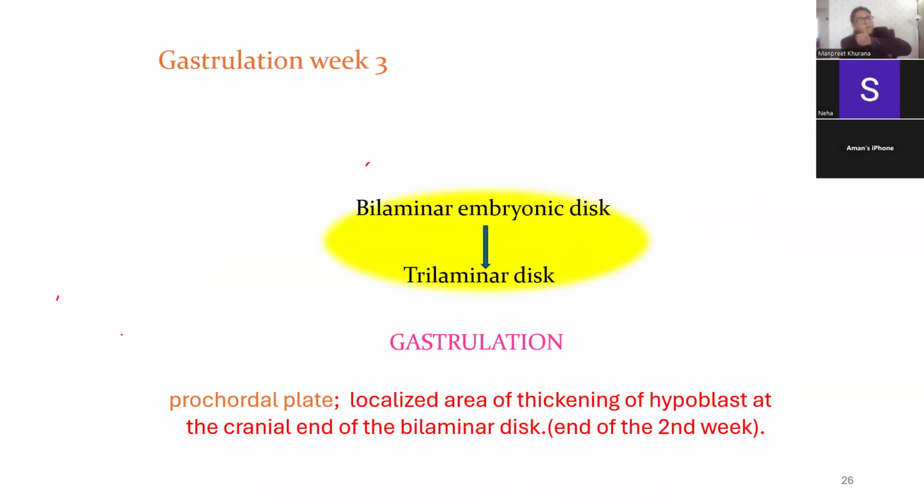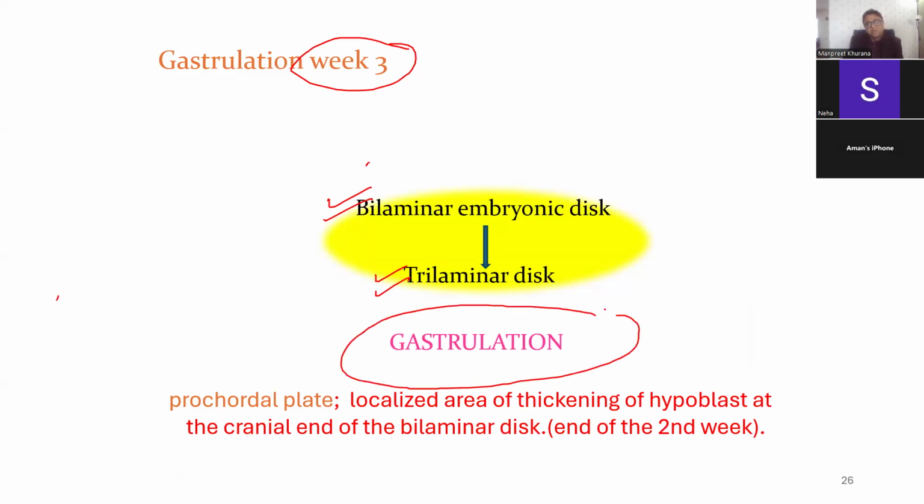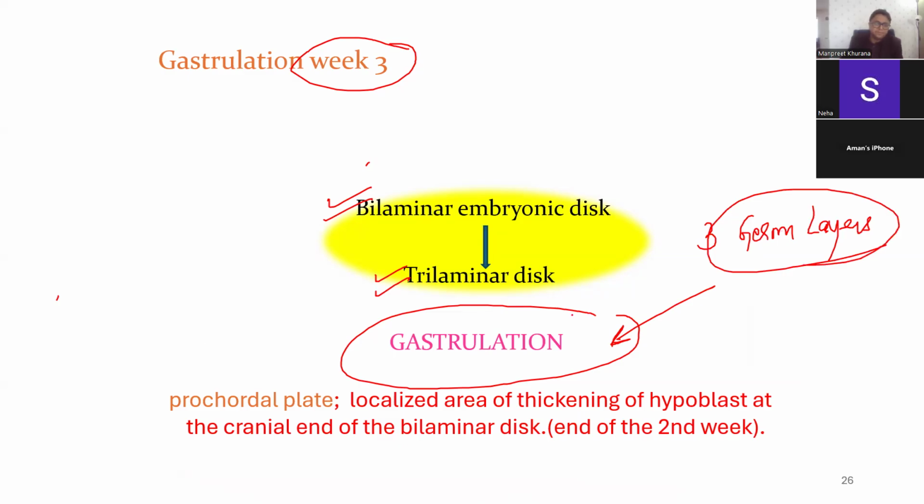It's done. Now the next process, we have come to week 3. In week 2, everything was 2. In week 3, everything is 3. Very simple to learn, right? Now this bilaminar embryonic disc gives rise to the trilaminar disc, which is known as gastrulation. So what is gastrulation? The formation of 3 germ layers is known as gastrulation.